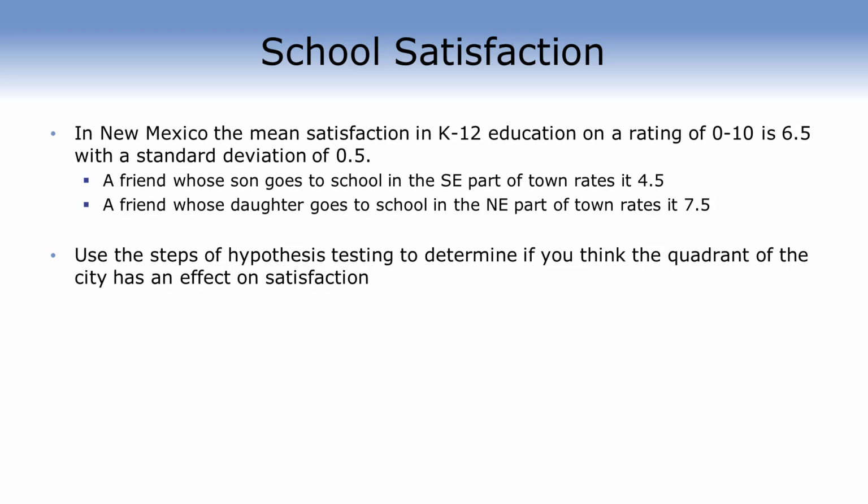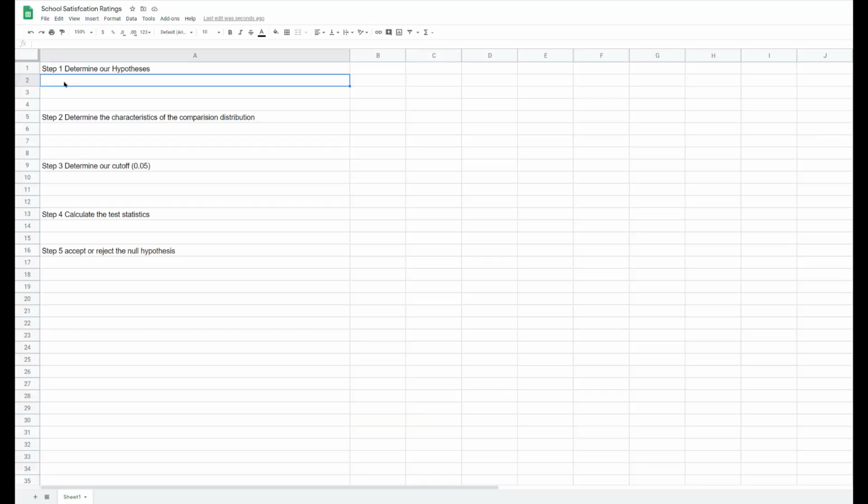You talk to a friend whose son goes to school in the southeast part of town and rates their experience as a 4.5. Another friend whose daughter goes to school in the northeast part of town rates it 7.5. So we have a hypothesis that the quadrant of the city we're in affects satisfaction rating. Let's use the 5 steps of hypothesis testing to test this hypothesis.